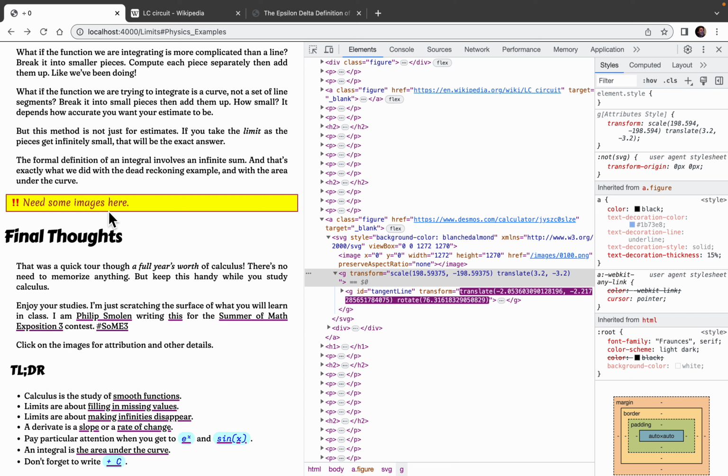Too long didn't read. Calculus is the study of smooth functions. Limits are about filling in missing values. Limits are about making infinities disappear. A derivative is a slope or a rate of change. Pay particular attention when you get to e to the x and sine of x. An integral is the area under the curve. Don't forget to write plus c.